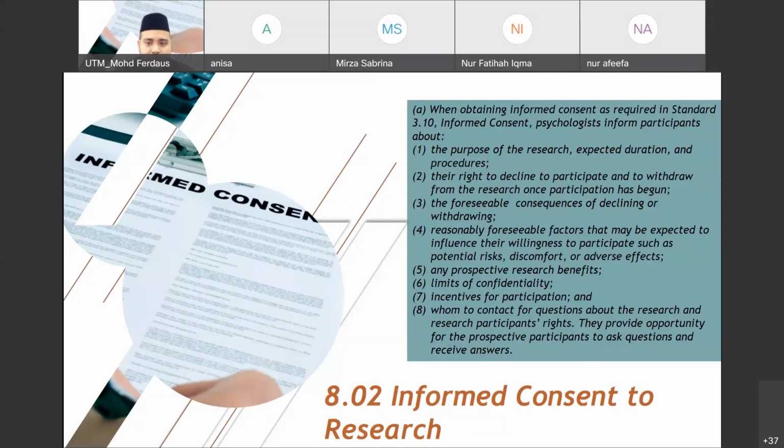They here means researchers. They also need to inform us that we have the right, we have the freedom, to decline to participate or to withdraw from the research once participation has begun. In other words, say for example, your friend or I myself ask you to answer a survey or questionnaire, you have the right, you have the freedom, without any repercussion, without any effects, not to participate. Basically because it's on a voluntary basis.